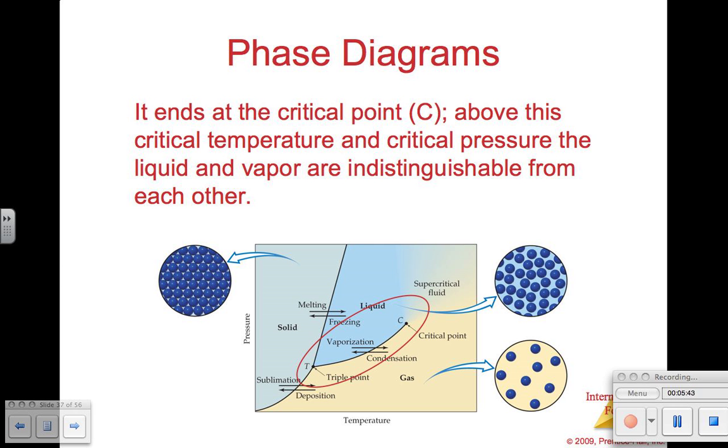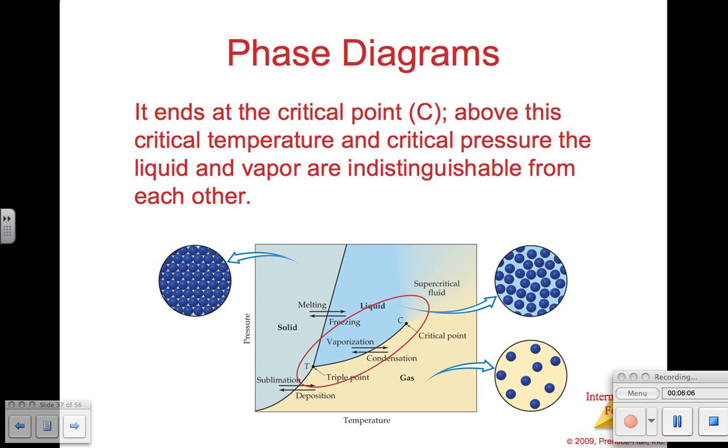So they're all at equilibrium in the same location. It's a rather unique point. And it extends all the way up to the C there, or what we call the critical point. Beyond the critical point, there is no difference between the behavior of the liquid of that substance and the gas of the substance.